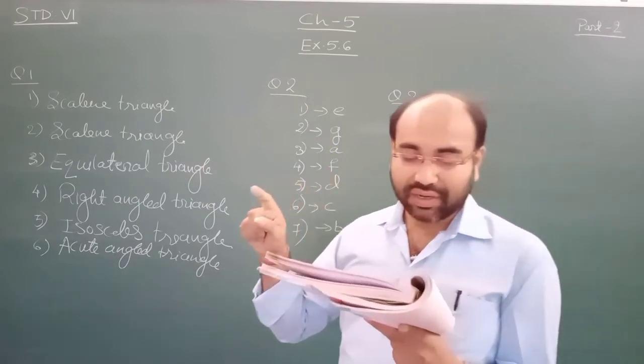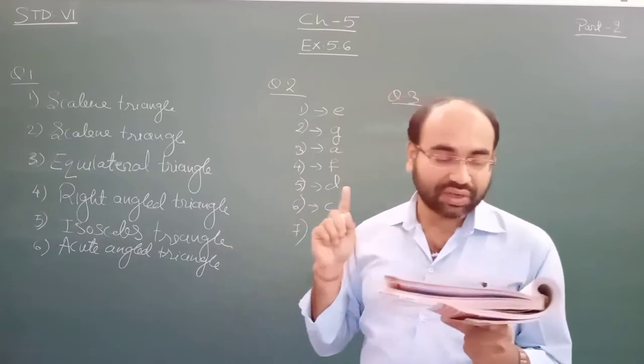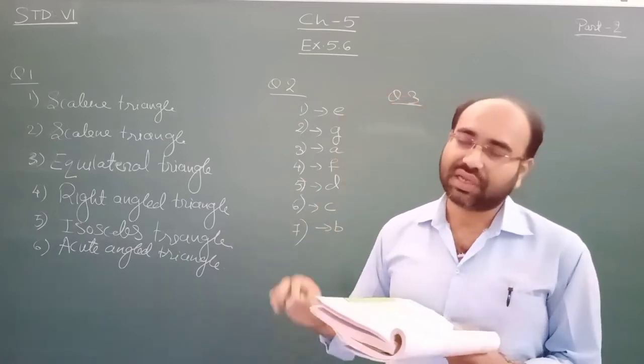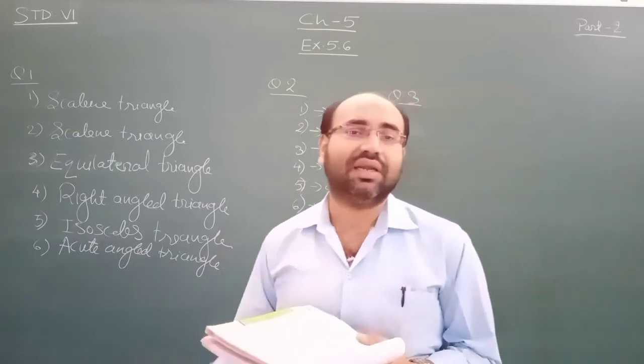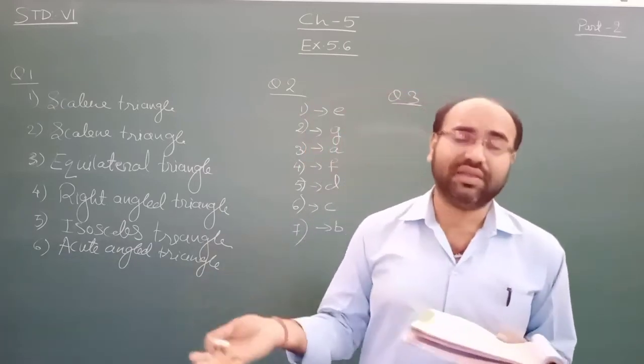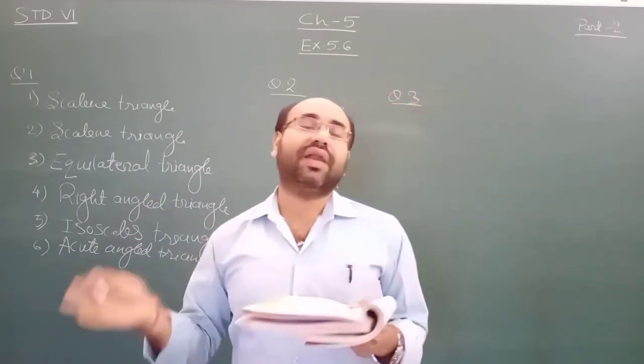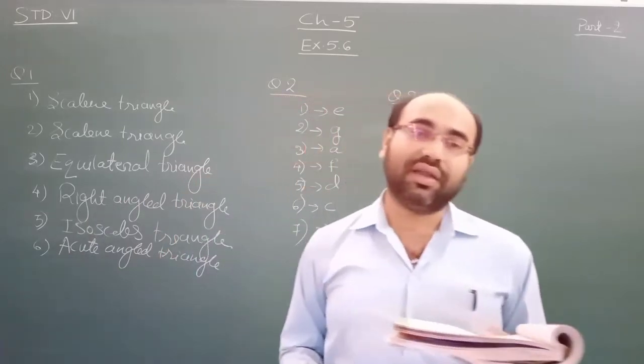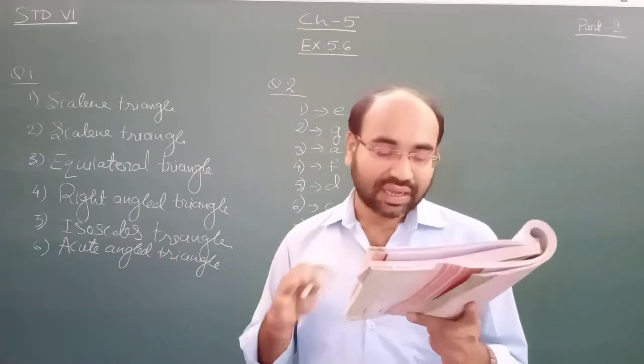Now name each of the following triangles in two different ways. You may judge the nature of the angle by observation. Just by observation we should be able to tell which type of triangle it is based on angles: acute angled, right angled or obtuse angled. Otherwise the sides are being given.